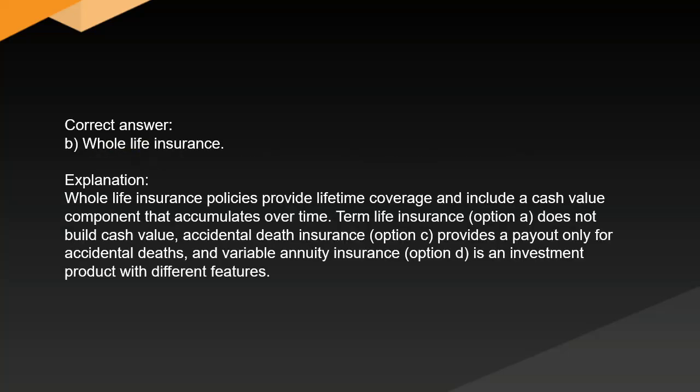Correct answer. B. Whole life insurance. Explanation. Whole life insurance policies provide lifetime coverage and include a cash value component that accumulates over time. Term life insurance, option A, does not build cash value. Accidental death insurance, option C, provides a payout only for accidental deaths. And variable annuity insurance, option D, is an investment product with different features.